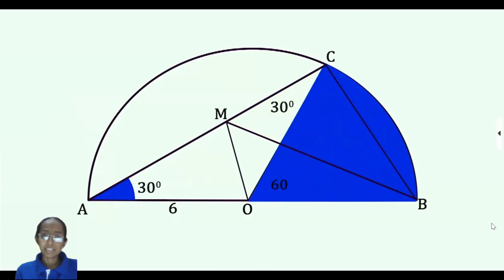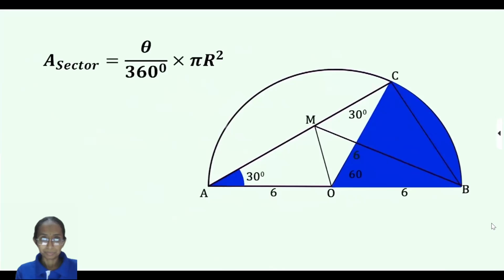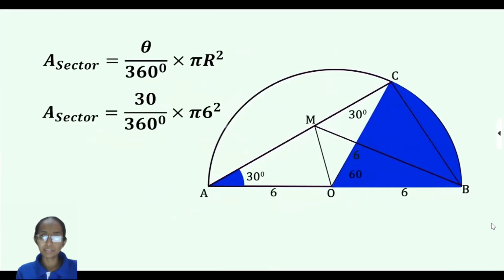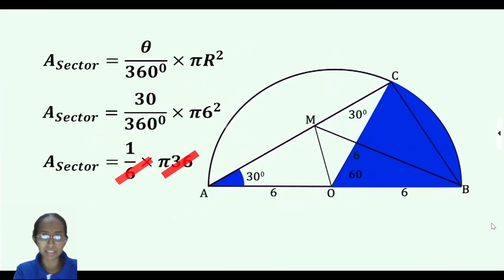We can find it by theta upon 360 into pi r square. The central angle is 60 degrees over here. So we replace theta by 60 degrees. So 60 upon 360 into pi into 6 square, which comes to 1/6 of pi into 36, or we can simplify this and we have the area as 6 pi.